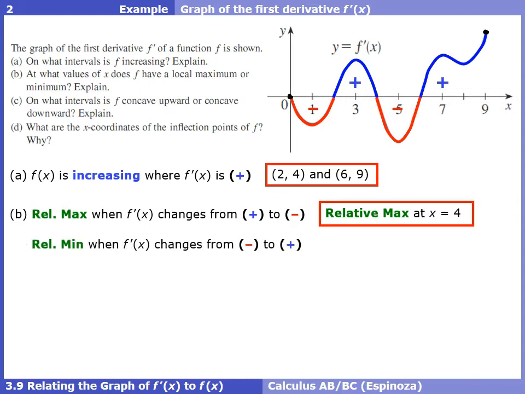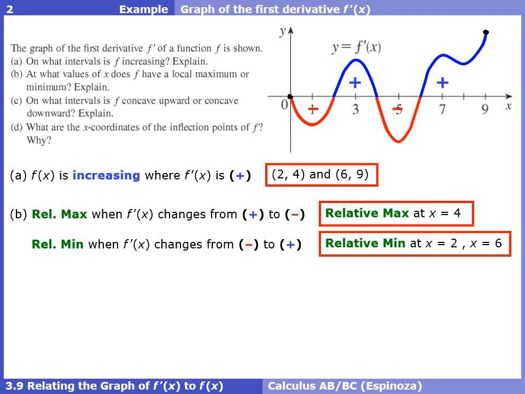Relative minimum is the reverse. A relative minimum is when our derivative changes from negatives to positives. Graphically speaking, that's when we cross the x-axis from negatives to positives. And that happens at two points, at x equals 2 and at x equals 6.